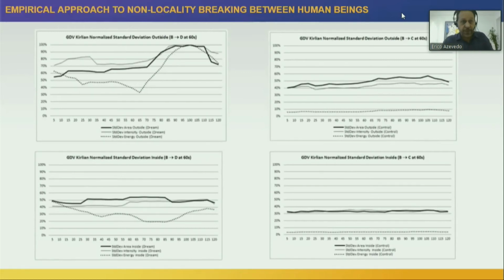So this is with the GDV Kirlian variables, and I would say that the precision of the GDV Kirlian variables with BioWell, statistically speaking, was very strong.